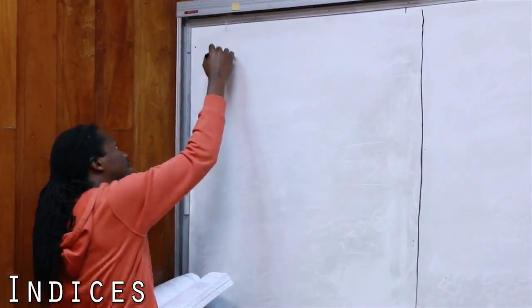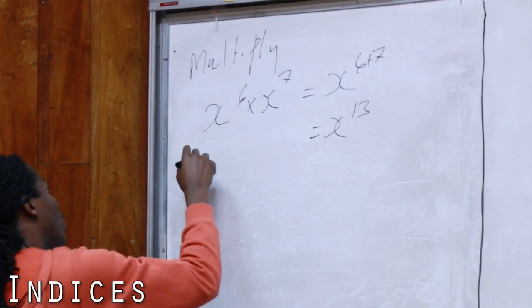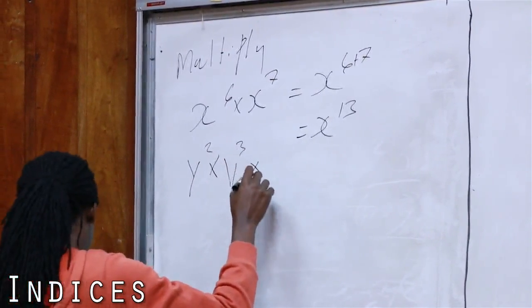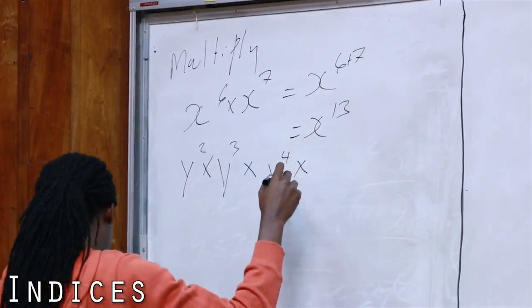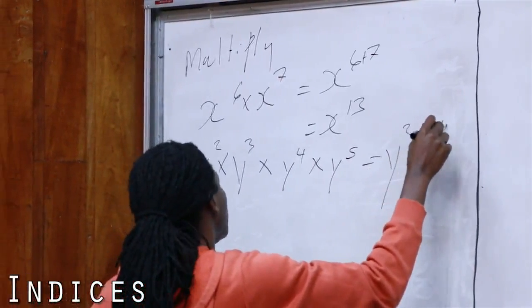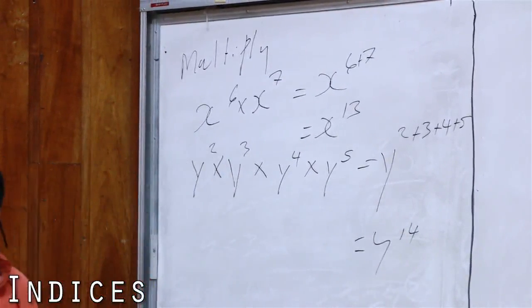When you multiply an index, you simply add the indices. So x to the 6th power times x to the 7th power is equal to x to the 6 plus 7, equal to x to the 13th power. See that? y squared times y to the 3 times y to the 4 times y to the 5 equals y to the 2 plus 3 plus 4 plus 5, equals y to the 14th power. Everybody see that?